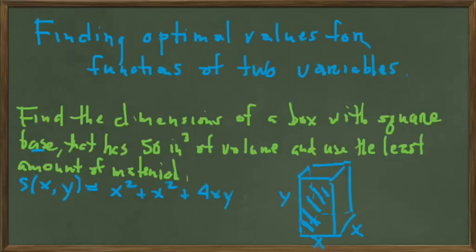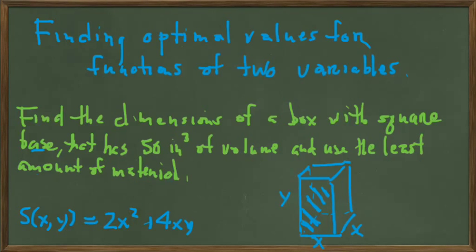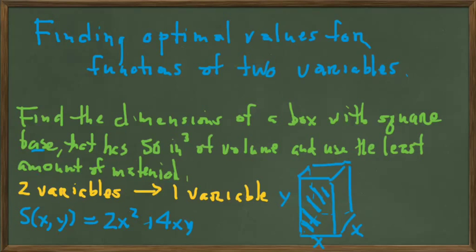Now, we need to note that this is a two-variable problem, and we're not able to solve two-variable problems in Calculus 1. So what we need to do is change it into a one-variable problem. We're not always going to be able to do that, but in this case, the fact that we know that the box must have 50 cubic inches of volume is going to allow us to write one variable in terms of the other. So let's see how we do that.